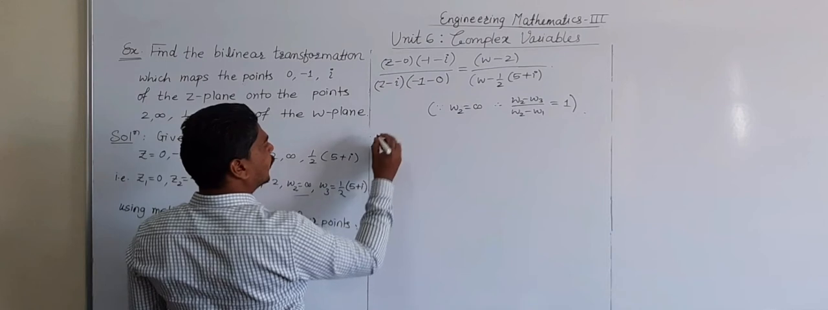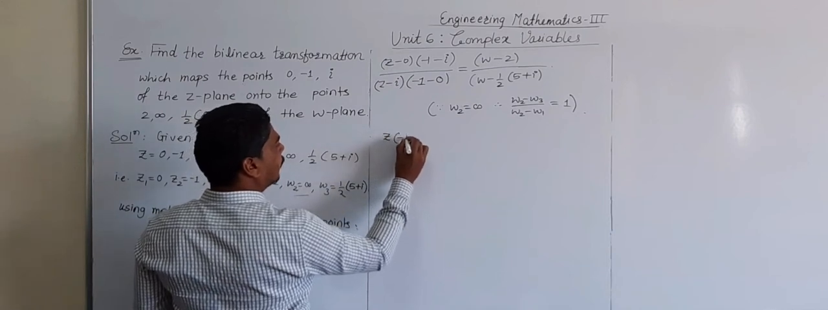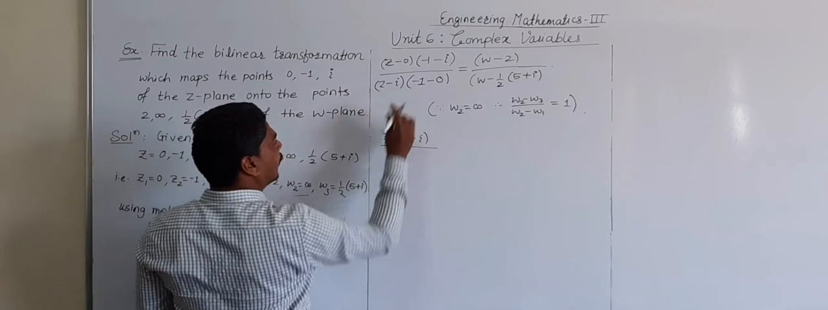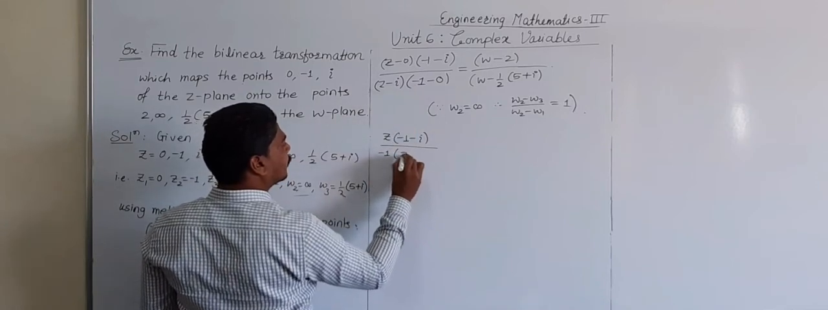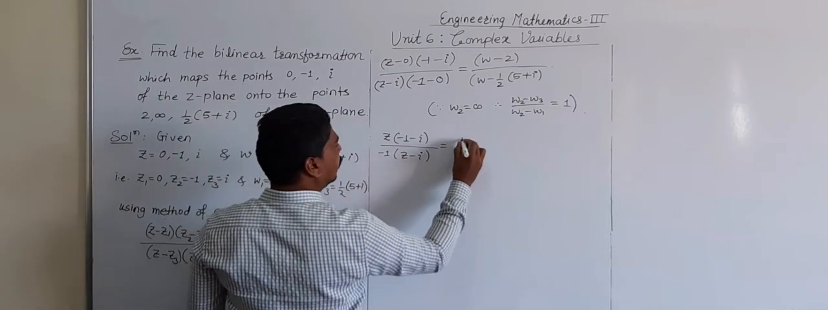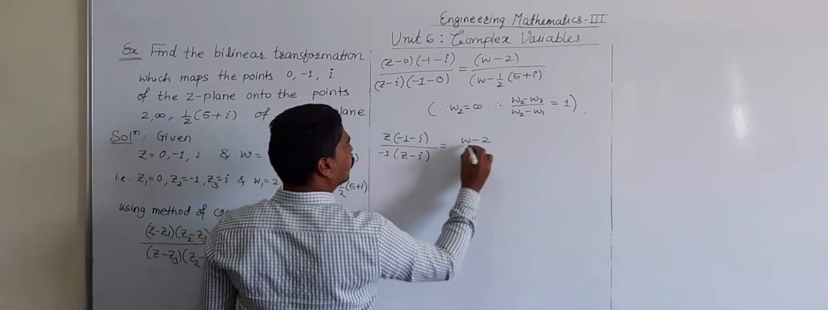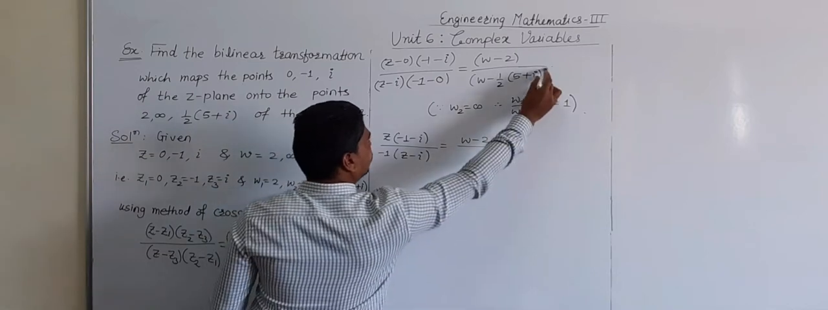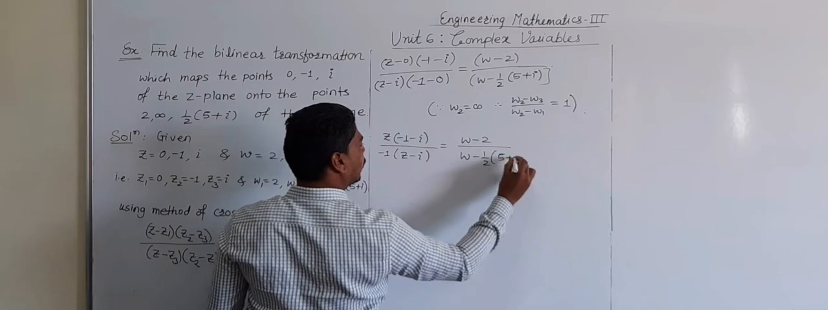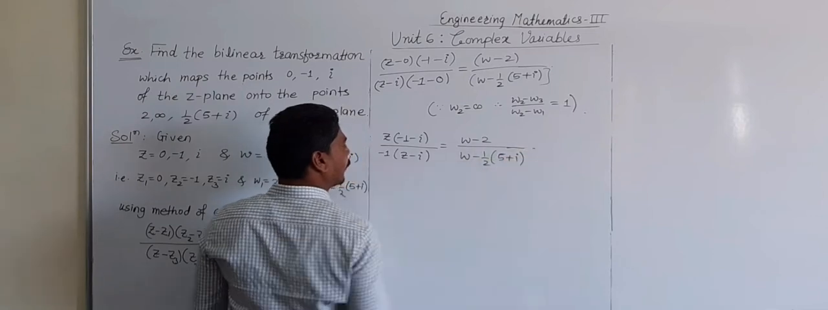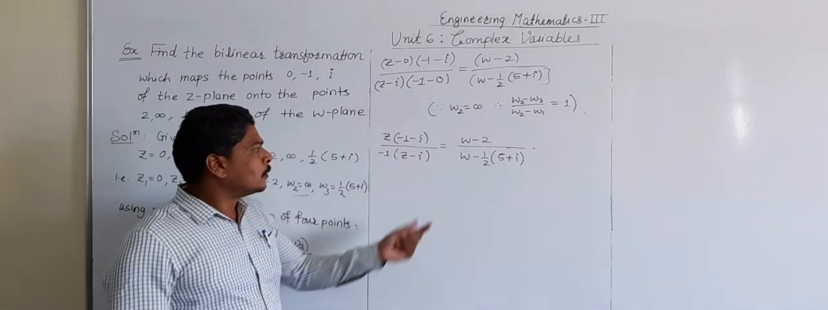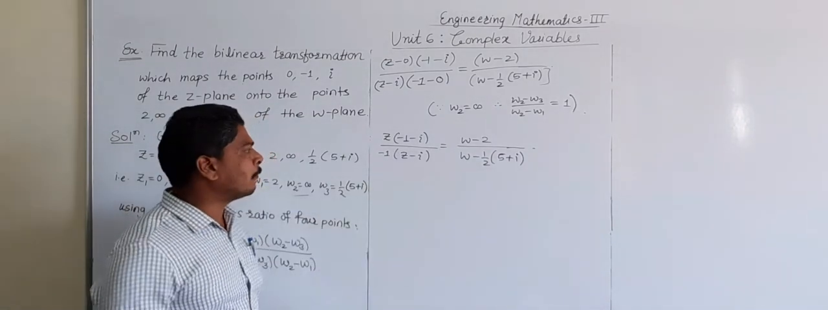Now simplify this, we get z into bracket (-1 minus i) divided by -1 into bracket (z minus i), which is equal to (w minus 2) divided by (w minus 1/2 into bracket (5 plus i)). And now our requirement is to write w in terms of z. So for that, simplify this equation.